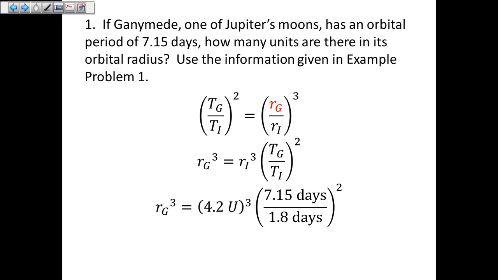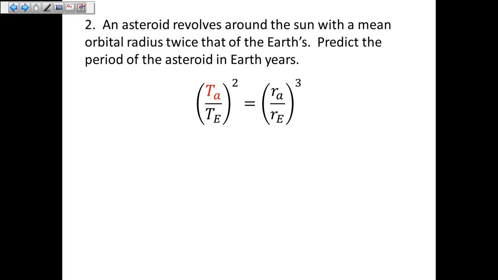Now our orbital period for Ganymede is 7.15 days. The orbital period for Io is 1.8 days. So we plug everything into our calculator, or if you were Galileo back doing this, you'd do it by hand or use an abacus or something like that, and you get 10.5 units. So that means that Ganymede is a little more than twice as far away from Jupiter as Io is. Okay, so let's move on to the next problem.